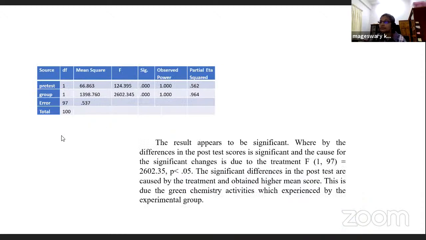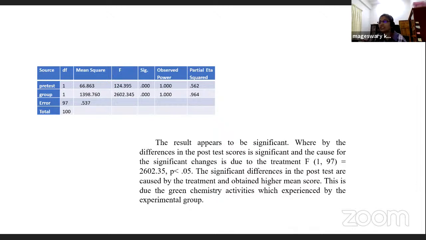So this is my ANCOVA. From my ANCOVA, I can see that for the group, I'm getting 0.000. So there is a significant group difference between experimental and control. There is a significant difference between the post-test scores of the experimental and control. And then eta squared is 0.964. That means the effect size of my treatment is 96.4%. 96.4% of the differences among the post-test scores is caused by the treatment and not anything else, because the pretest covariate is already controlled, so it would not cause an effect on the treatment.